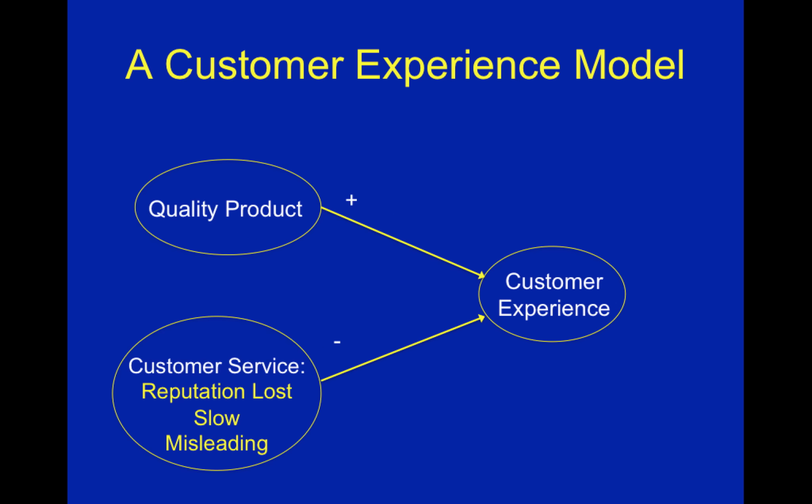Another way to do it would be with a little bit more detail in it, right? So we could have a quality product at the higher order abstraction, customer service, and then we could have a box that looks like this, where you've got the big picture. It's poor customer service. It has a negative impact on customer experience, but then it has, if you would, the three lower order facets to it, right? We got the reputation lost and slow and misleading, right? That's not a bad way to do it.